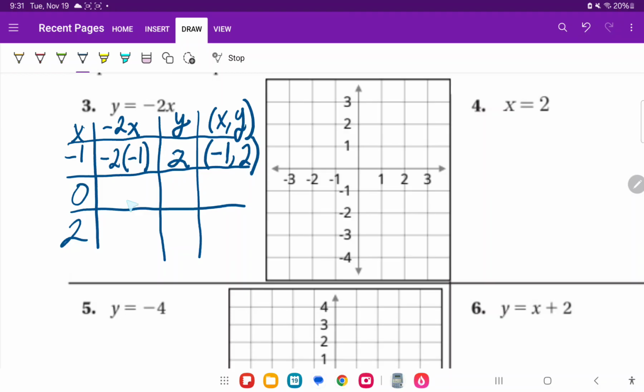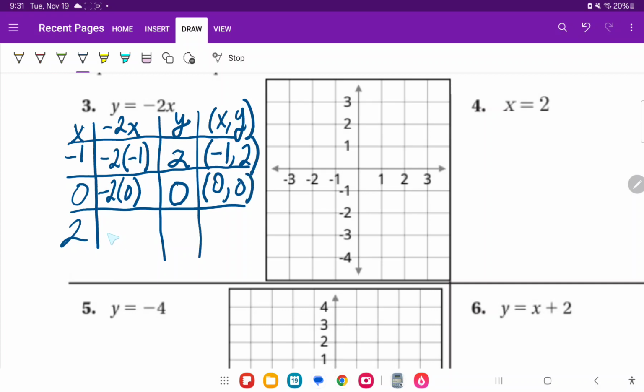Okay, so now if we go to the next one, we're going to put in 0. So we'll have -2 times 0, because we take out the x and we put 0 in its place. So -2 times 0 is just 0. So my point is 0, 0.